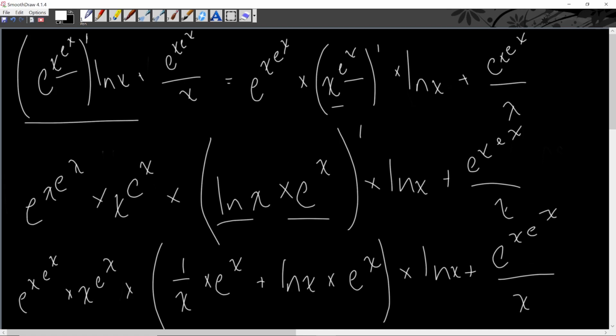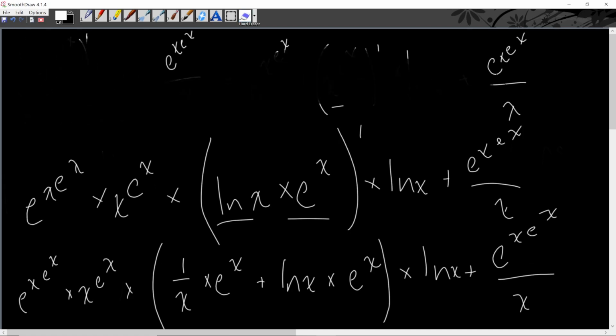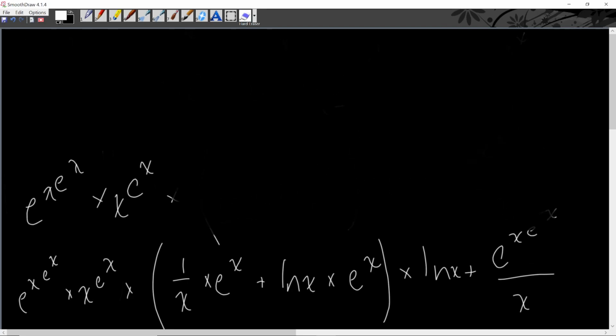Okay. And from here, that's it. That's our answer. There's no impactful way to simplify it. Let's just write it without the multiplication signs.